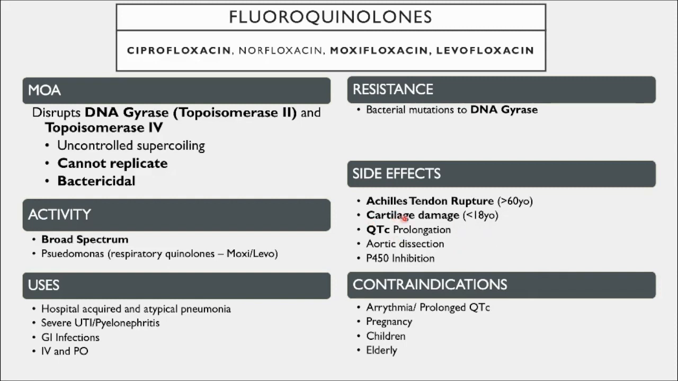So you can't use these in combination with other QTC prolonging drugs or folks who have an underlying arrhythmia. There is some new evidence to suggest that it has increased risk of aortic dissection. I don't know that this is going to be on the NBMEs and STEP just yet, but this is coming, and they inhibit the P450 system. So lots of side effects, lots of contraindications. You don't give these to children, and you don't give these to the elderly if you can avoid it. Now, obviously, these are great drugs that are useful in certain situations, so you have to use your clinical judgment. But in general, especially on the boards, avoid these two populations. Also, you can't use these in pregnancy.